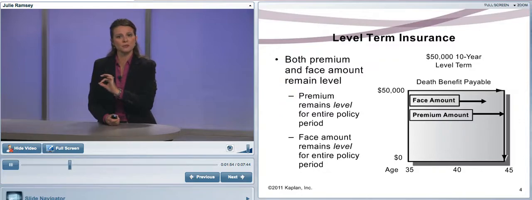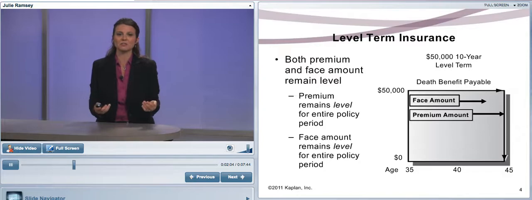Joe Client was 35 years old when he bought this policy. 10 years later, he's 45. So what happens to his coverage at age 45? It expires. The coverage is over.